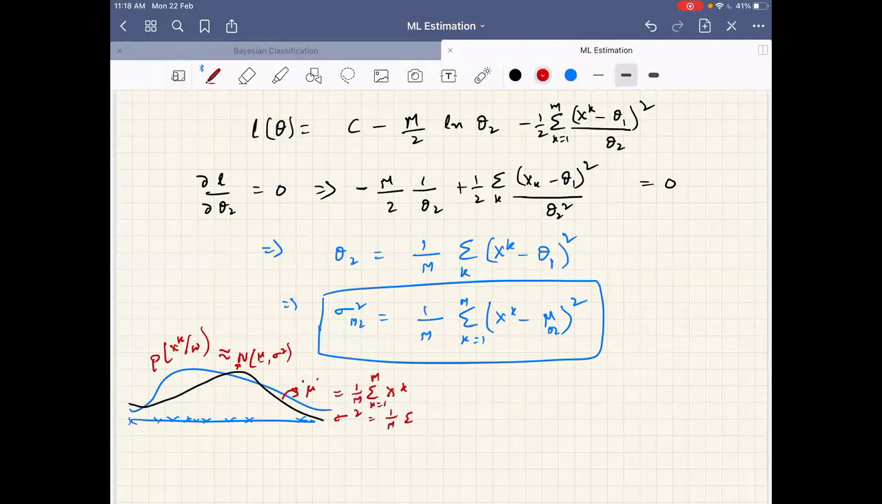Correct? So is this discussion clear? Yes. So in some cases, they may be close to Gaussian. In some cases, they may not be close to Gaussian. But nevertheless, if we decided to fit a Gaussian density, then the best fit, the parameters of the Gaussian density with best fit, has mean equal to sample mean and variance equal to sample variance. Is this clear?